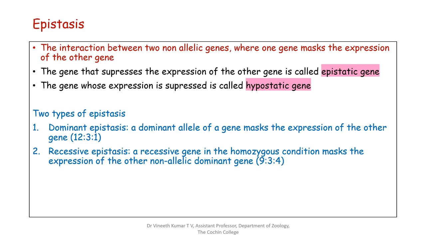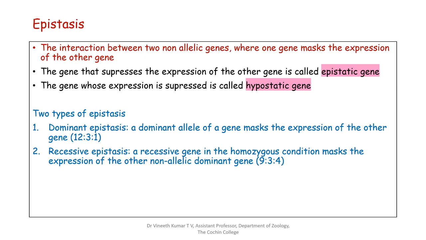So the gene that suppresses the expression of the other gene is called the epistatic gene, and the gene which is suppressed is called the hypostatic gene. We will be coming across two types of epistasis. The first one is dominant epistasis, where a dominant allele of the first gene is masking the expression of the other gene. When the dominant allele of one gene masks the expression of the other gene, it is called dominant epistasis, and we will see the ratio is 12:3:1.